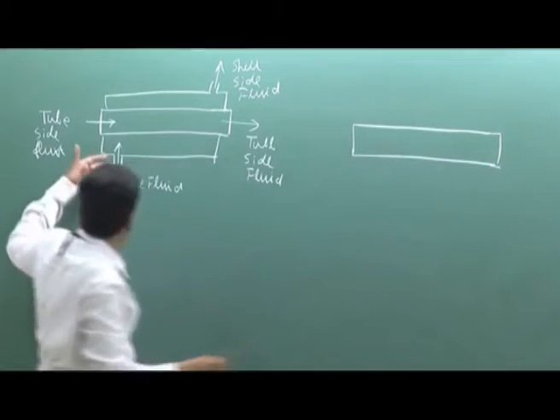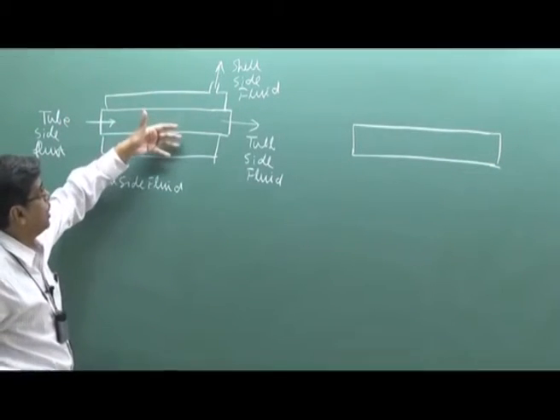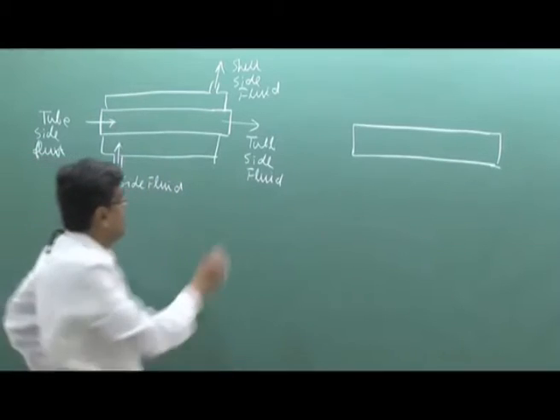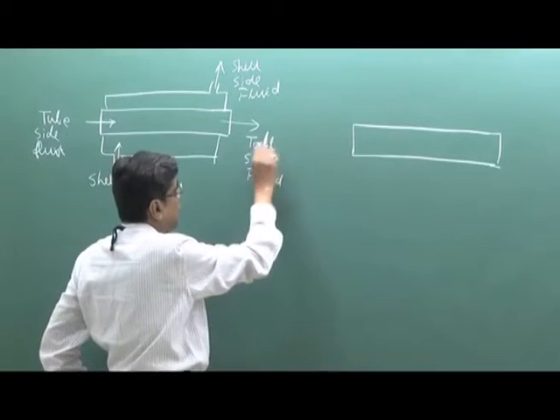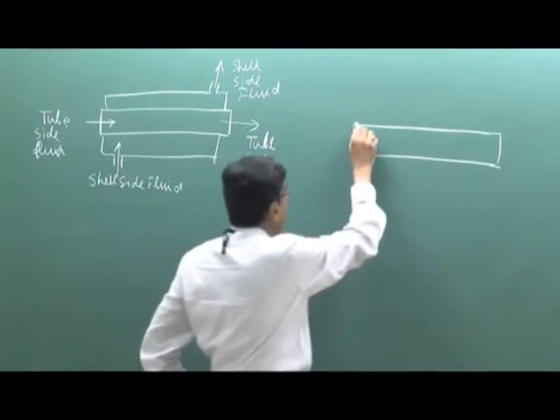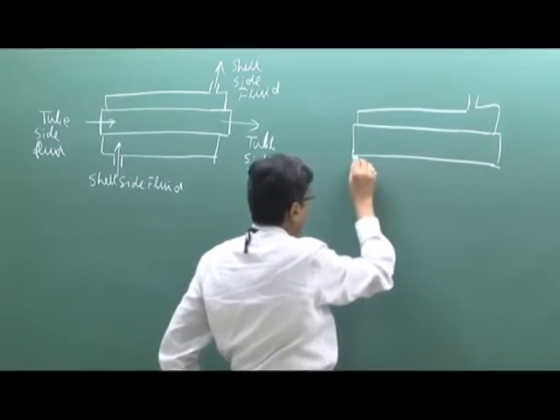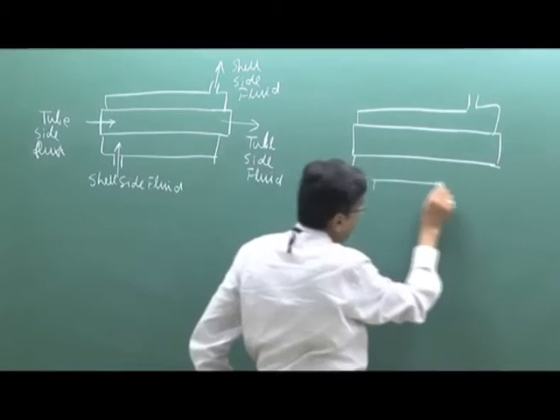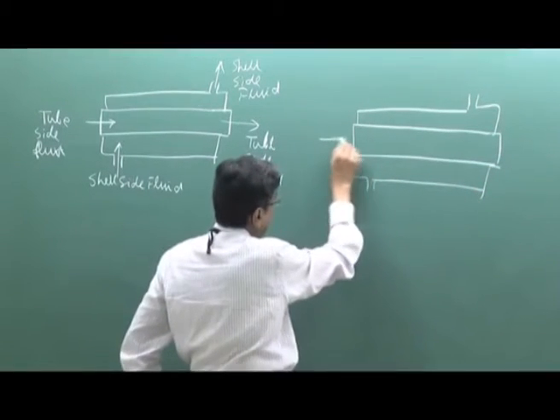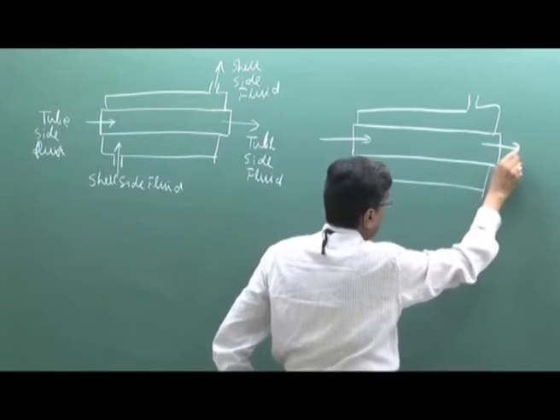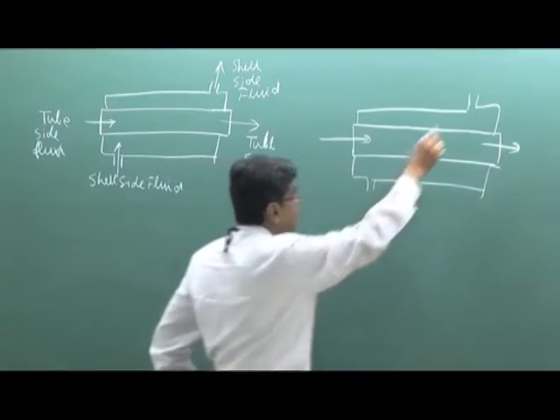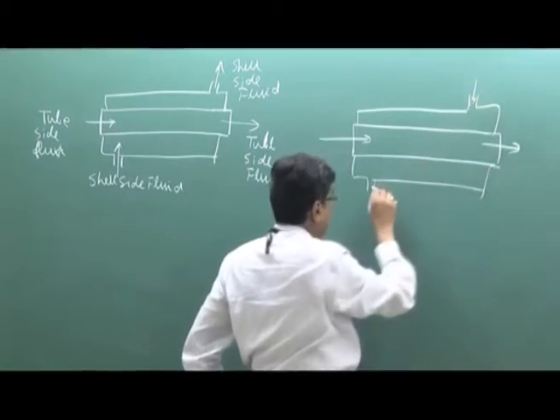This one is the parallel flow, where both the shell side fluid and the tube side fluid flow in the same direction. I am not writing again the tube and this thing again. This is a counter flow type, shell end.